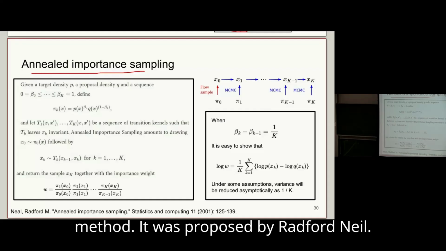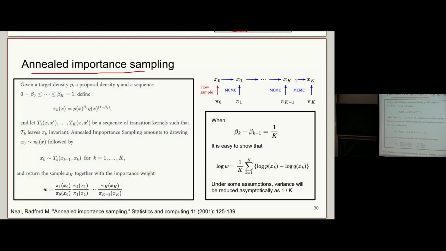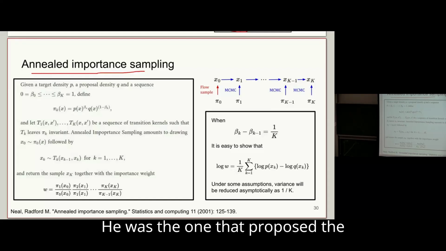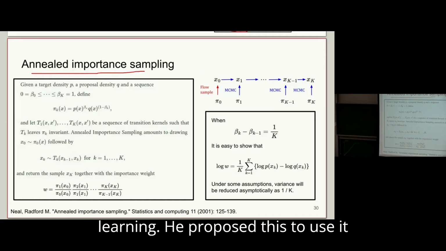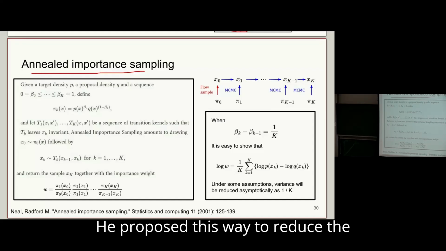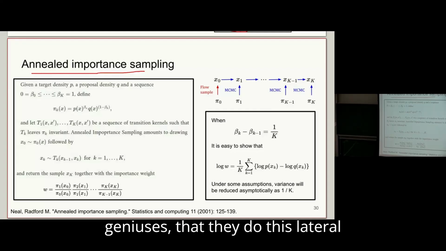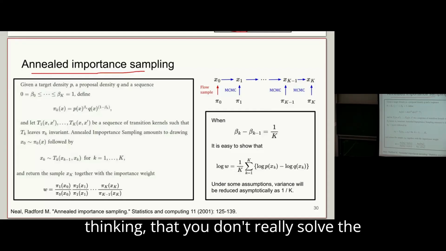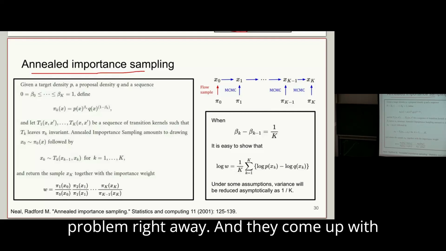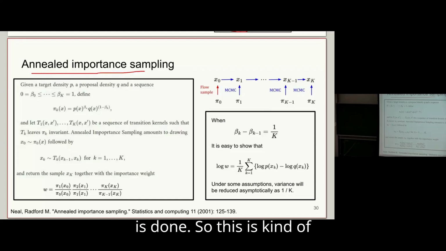It was proposed by Radford Neal. Radford Neal, you could say that he's like a Monte Carlo genius. He was the one that proposed the Hamiltonian Monte Carlo in machine learning. He proposed this to use it in neural networks. And he proposed this way to reduce the variance of importance sampling. And this is kind of the thing that you see of geniuses, that they do this lateral thinking, that you don't really solve the problem right away, and they come up with something that actually solves the problem, but you don't see exactly how it is done. So this is kind of an example of that.